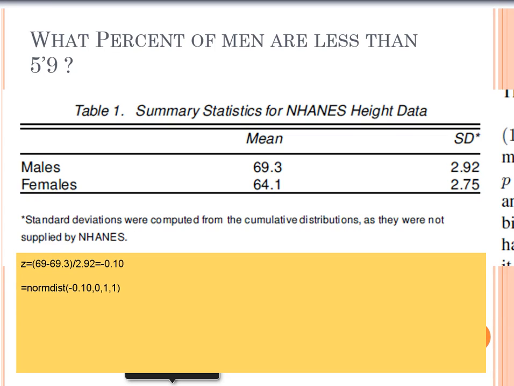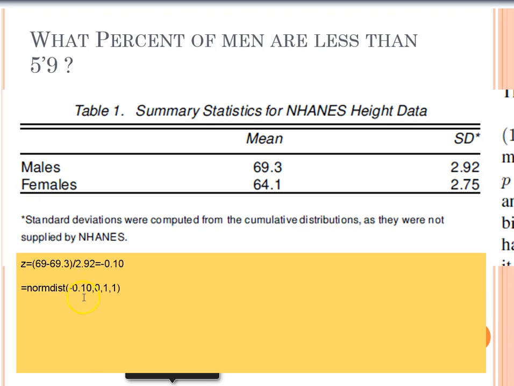So here's a slightly harder problem. What percent of men have heights that are less than 5'9"? So 5'9" is associated with 69 inches exactly. And to calculate the z-score, we're going to take that observation, subtract out our mean, and divide by the standard deviation, specifically only of the men. And that's going to give us a z-score of negative 0.1. And we're going to use that then to find the percent of men that are less than 5'9".